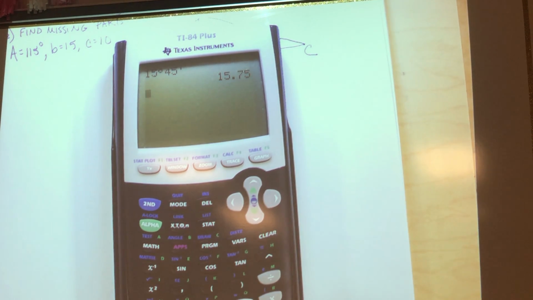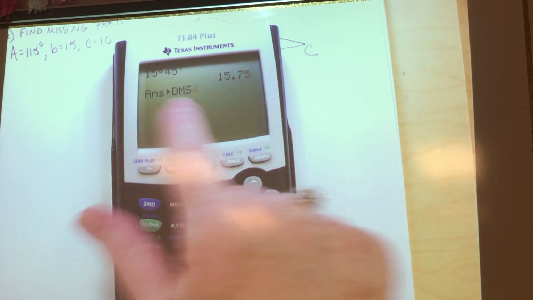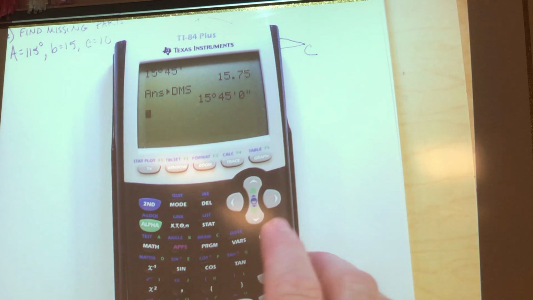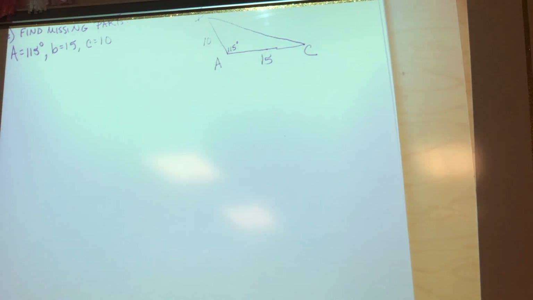And if that was your angle, you would go second and angle, and you would choose number 4. And he's saying, hey, you want me to convert that answer to degrees, minutes, and seconds? Yes, sir. Okay. And there he is, 15 degrees and 45 minutes. So we have to do that for the worksheet. If they give you the problem in degrees and minutes, then I want the answer in degrees and minutes. I'm just trying to keep you current on that stuff.